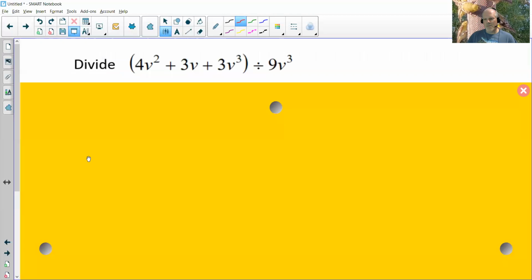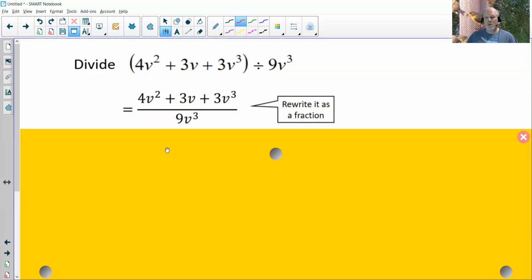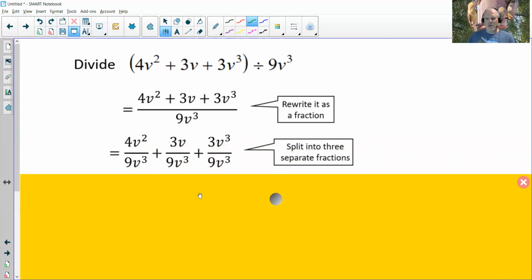Try another one of these. This time we're dividing by 9v cubed, so we'll set up our fraction. Now you don't have to divide this into 3 separate fractions. You can just look at this part first, do that part, then worry about this part, and so forth. So what I end up with, well, I guess I actually did write it as 3 separate fractions though.